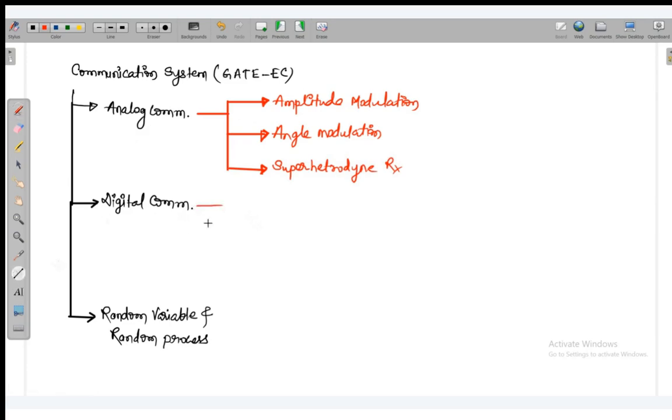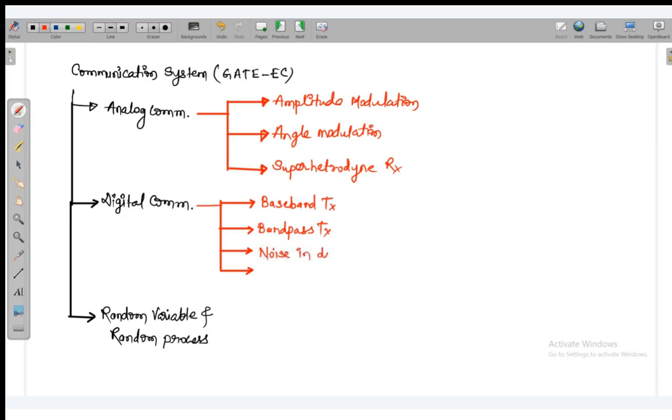Now we have digital communication with us. There are 4 chapters in digital communication. First is known as baseband transmission, second is known as bandpass transmission, and third is your noise in digital communication.